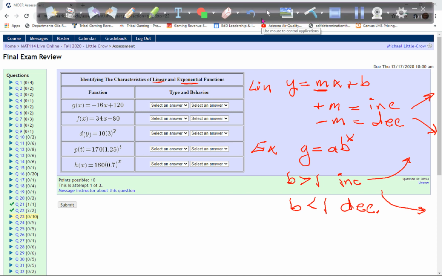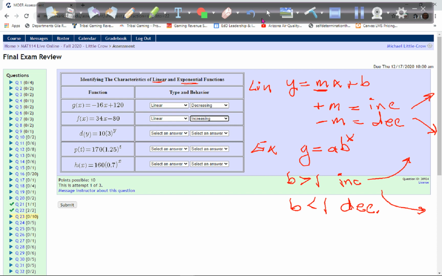So this first one, there's no exponent. G of x equals negative 16x, so this is definitely linear. And the slope is negative 16, so that is a negative slope, so it's decreasing. The second equation, f of x, this is definitely linear. Again, there is no exponent, so it's linear. And this one has a positive coefficient, so it's going to be increasing.